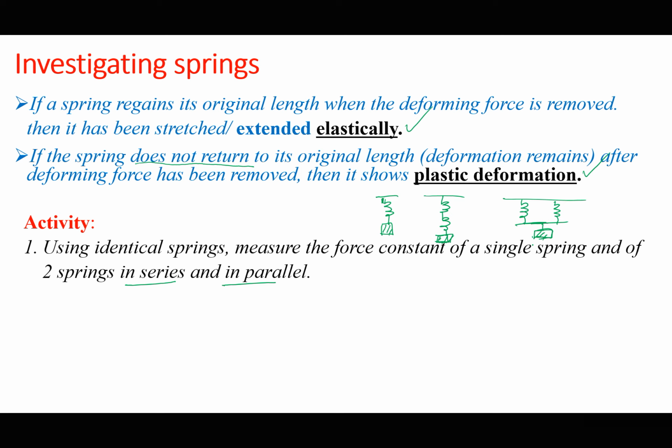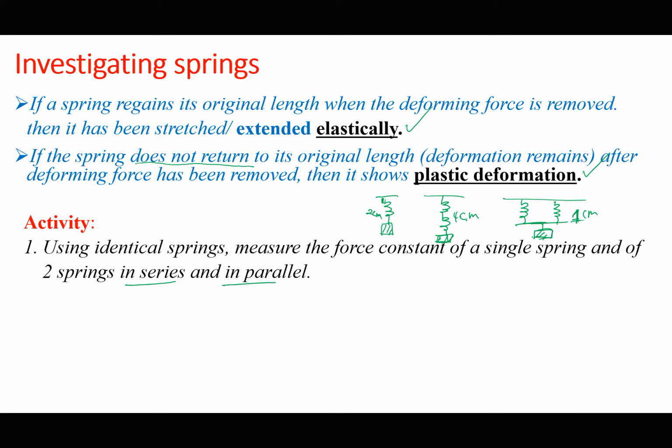Of course, what I expect is that if this extends by 2 centimeters, I expect this to extend by approximately 4 centimeters, and I expect this to extend by approximately 2 divided by 2, approximately 1 centimeter. This is what I expect. In other words, if you have more springs in parallel, the extension will be smaller. The extension of a parallel system will always be less than the extension of just one spring.